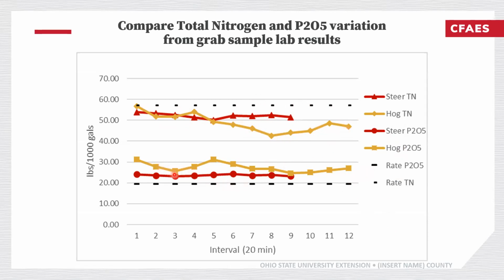Then when we look at that P2O5, we do have some noise in that hog manure. The steer manure is more uniform. But again, this shows the need to collect multiple samples over the time of pumping.